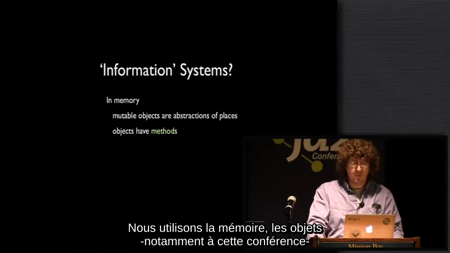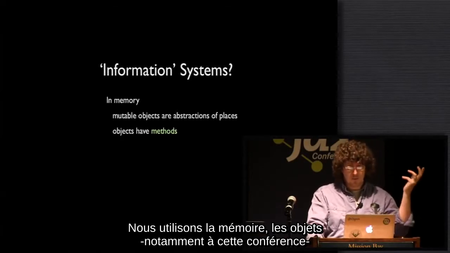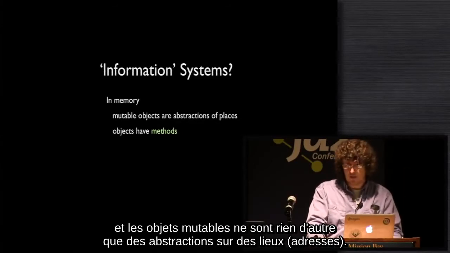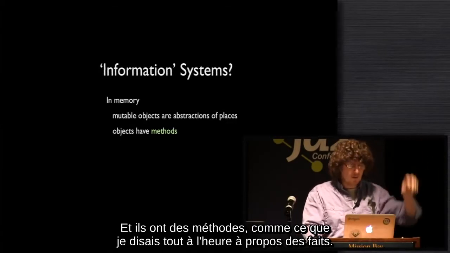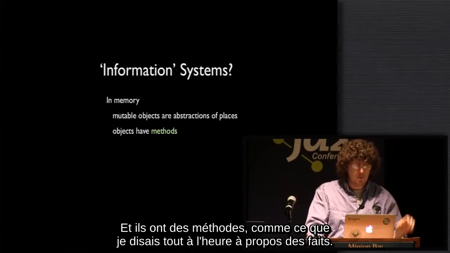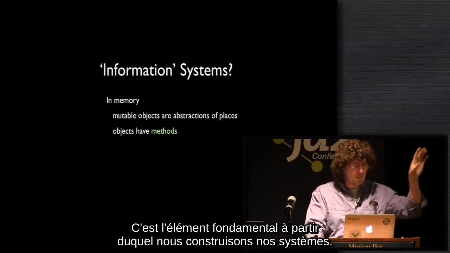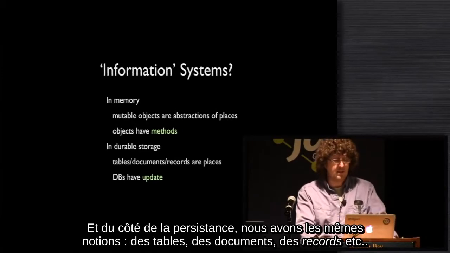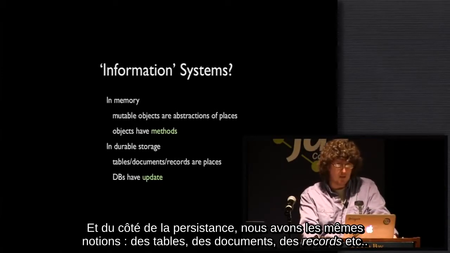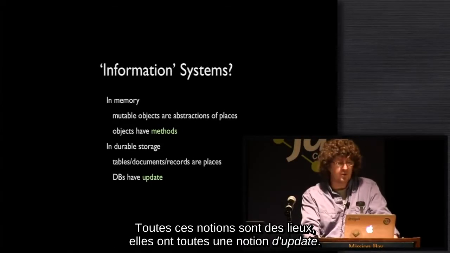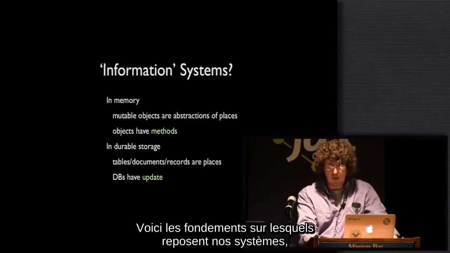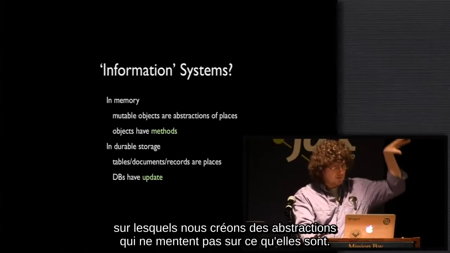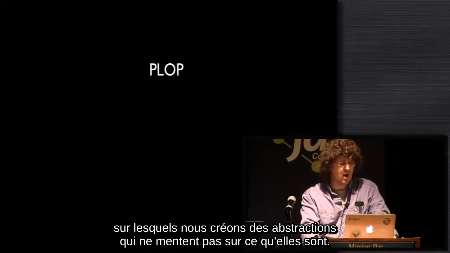In particular, we use memory, and we use objects typically, especially at this conference. And mutable objects are nothing more than abstractions over places. They have methods, just like the thing I talked about before, facts having methods. And this is the core thing we're building systems out of. And on the durability side, we have the same kinds of notions. We have tables and documents and records, all of which are places, all of which have an update notion: the notion of going to the place and setting it to be a new value. These are the underpinnings from which we build systems, but we're making abstractions on top of them that don't hide what they're about.